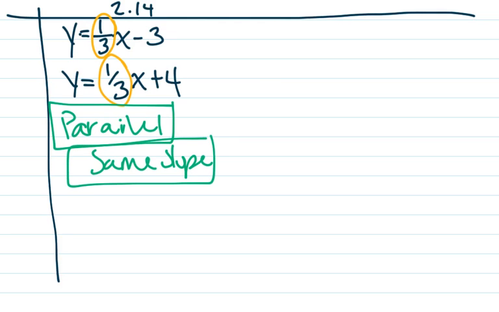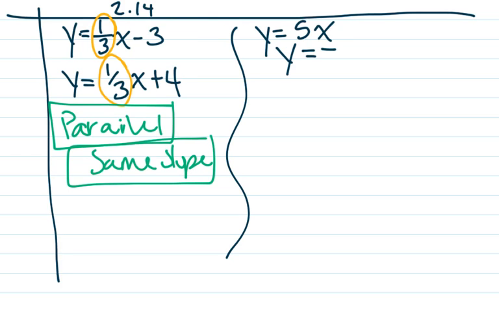Okay. Let's go ahead and do another one. If I have y equals 5x and y equals negative 1/5 x plus 7. Okay. So are they both solved for y? And they are. So then looking at the slopes, I have a 5 and I have a negative 1/5. So they're not the same, so they can't be parallel. So are they the opposite signs? Yes, one is positive, one is negative. Then you have to see if they're reciprocals.